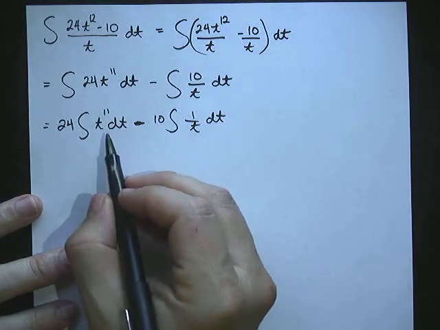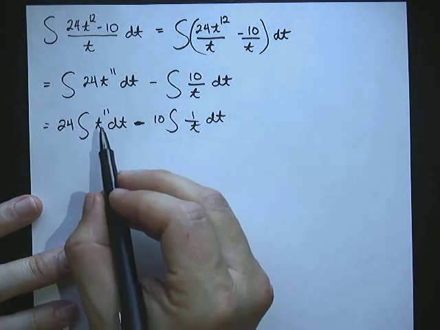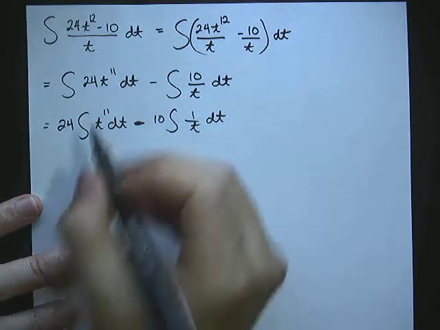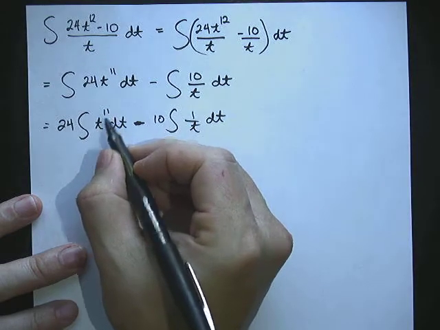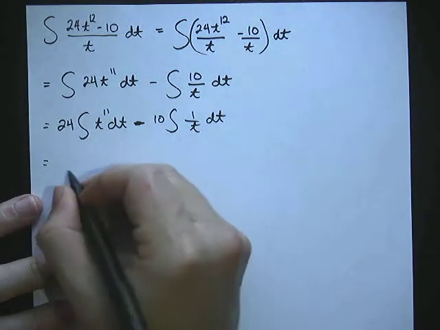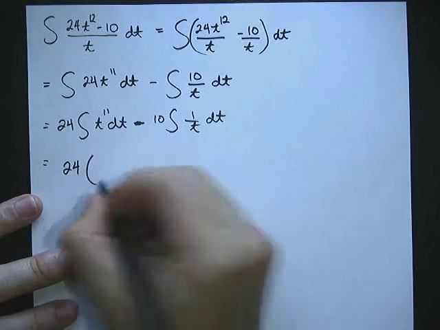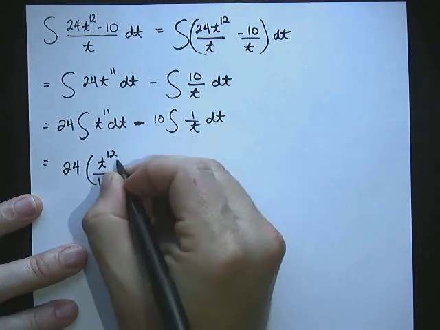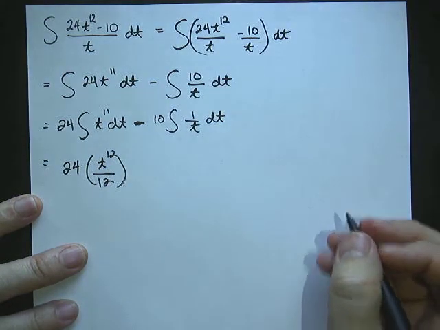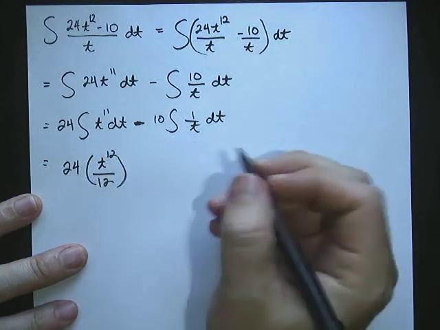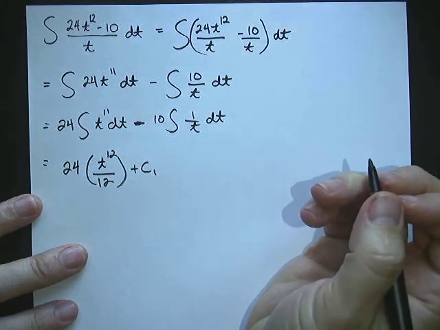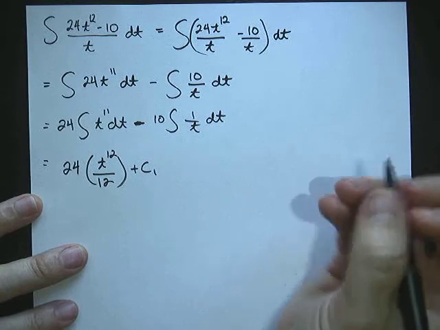So now let's go ahead and take the antiderivative. So the antiderivative of t to the 11th power, we add 1 to that power and we divide by that new exponent. So let's keep the 24 out here. Add 1 to the exponent, so the exponent becomes 12, and then we divide by 12. Okay, that takes care of that. And of course, every time that you integrate an indefinite integral, you have to put a c. So I'll put c1 there to say yes, it does have a possible constant.